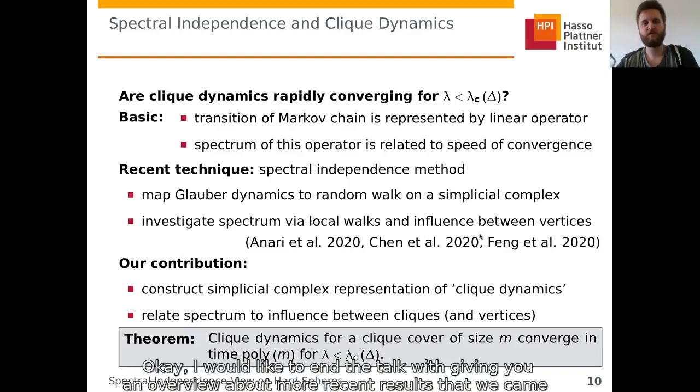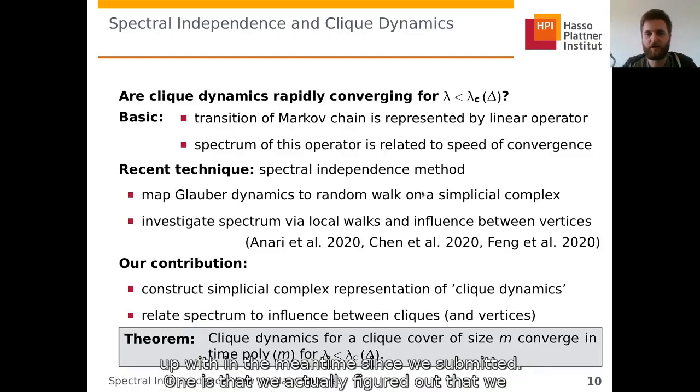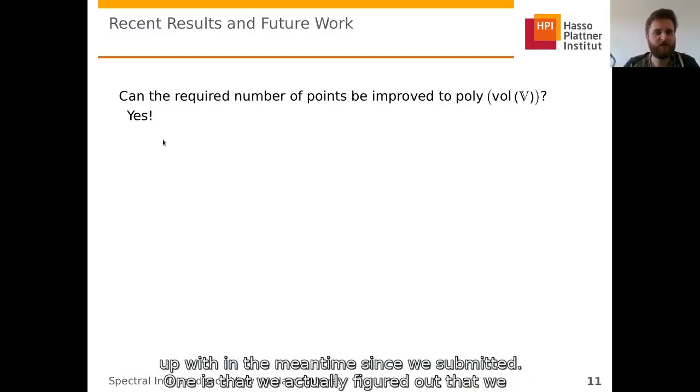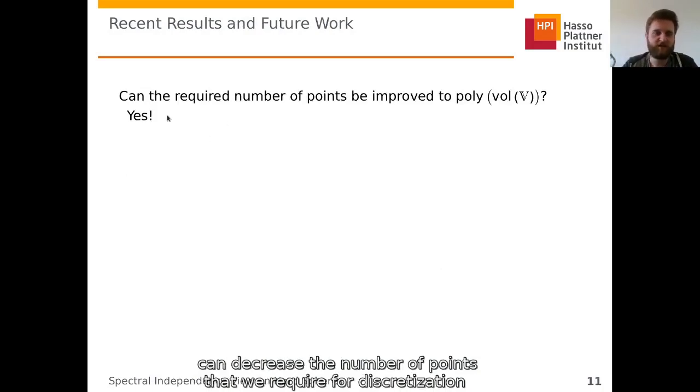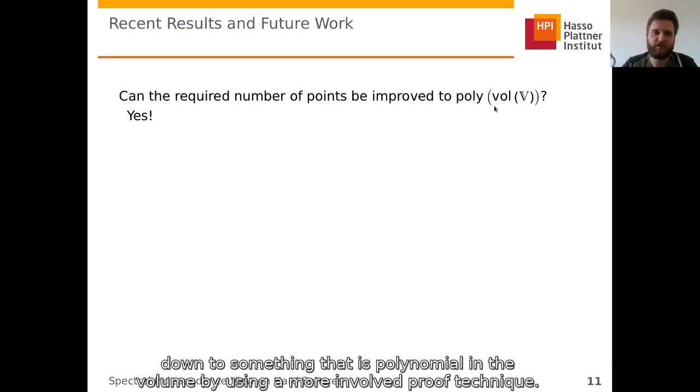Okay, so I would like to end the talk with giving you an overview about more recent results that we came up with in the meantime since we submitted. So one is that we actually figured out that we can decrease the number of points that we require for discretization down to something that's polynomial in the volume by using a more involved proof technique.